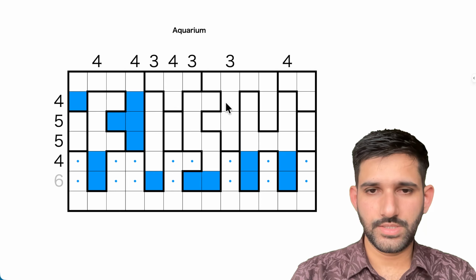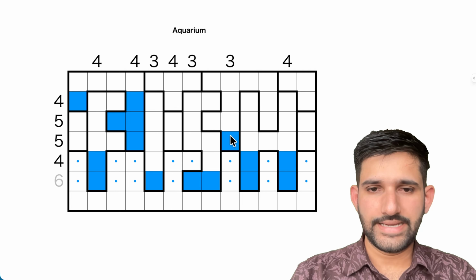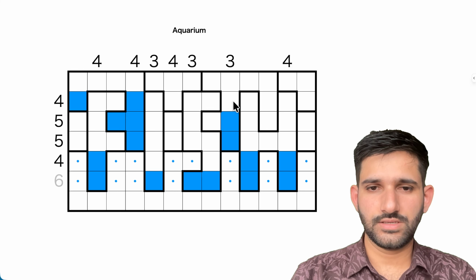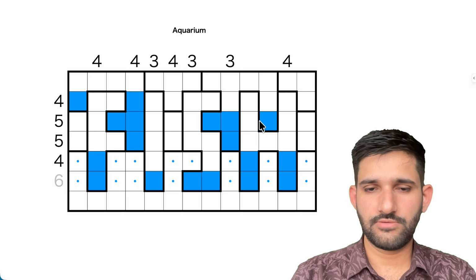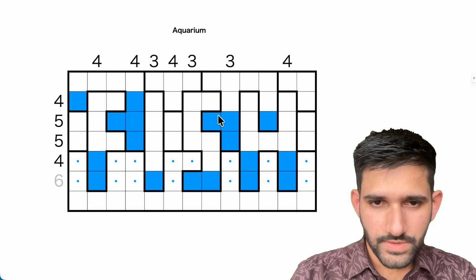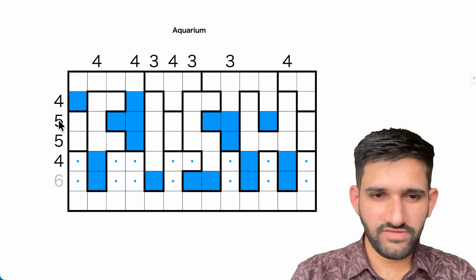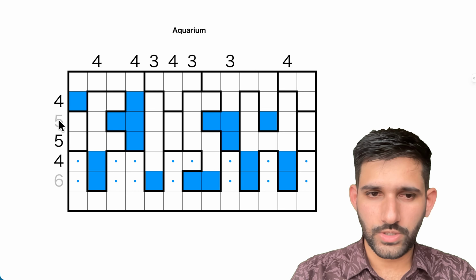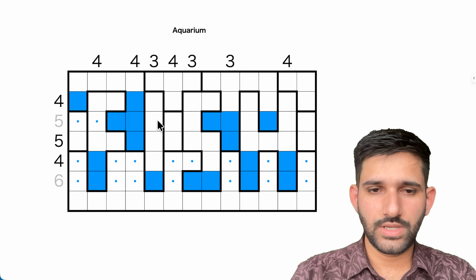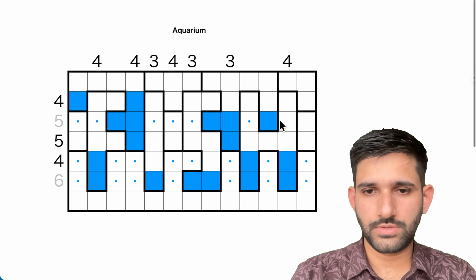Similarly, in this column, we need three cells with water. So at least these two will have water. And since the level of water has to be same in the region, this cell and this cell will also have water. And now in this row, all five digits have water. So nothing else will contain water in this row.